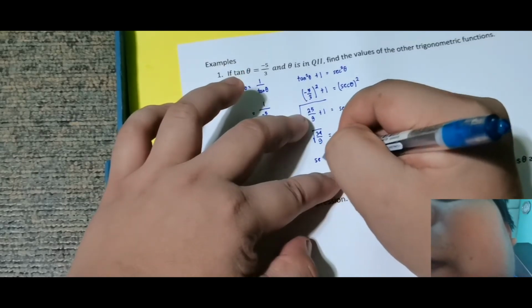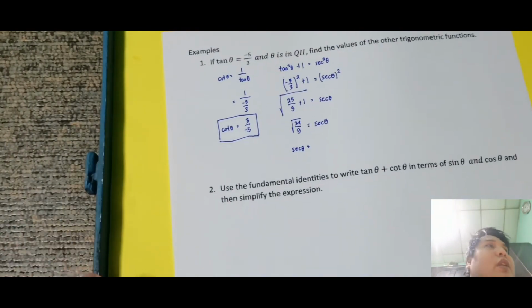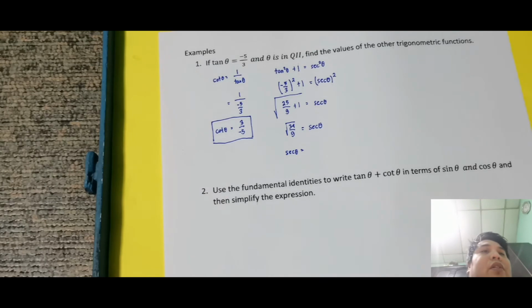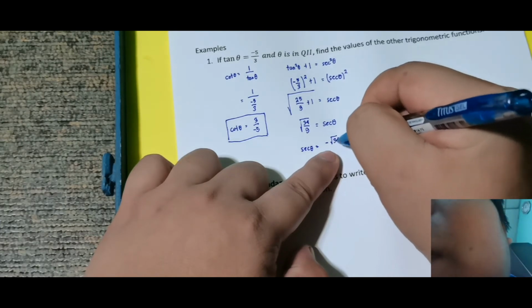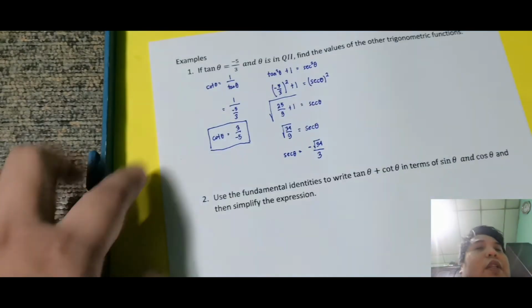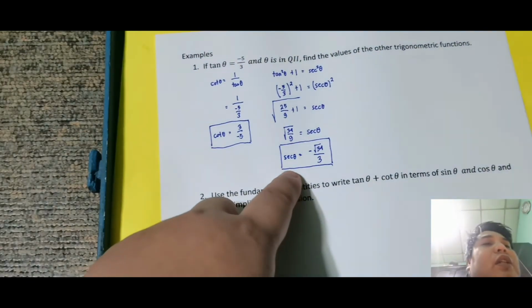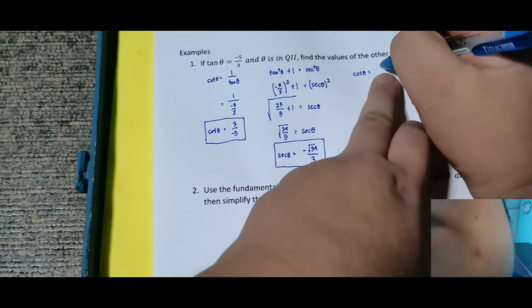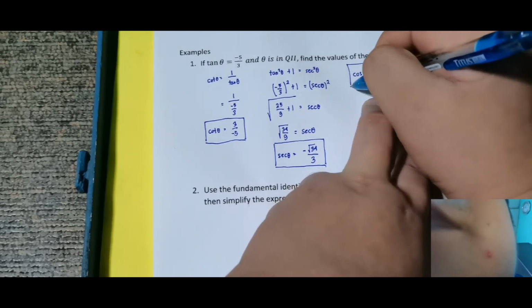Okay, next, secant theta, anong quadrant tayo? Nasa quadrant 2 tayo. Ano yung sign ng secant sa quadrant 2? Ang sign ng secant sa quadrant 2 is negative. Tama, negative kasi cosine sa quadrant 2 is negative. Okay, so ang secant dito is negative square root of 34 over 3. Next, since alam natin na reciprocal si secant ni cosine, pwede ko mahanap si cosine. So si cosine theta is just yung reciprocal niya, which is 3 over negative square root of 34. Okay, kasi nga reciprocal lang silang dalawa.